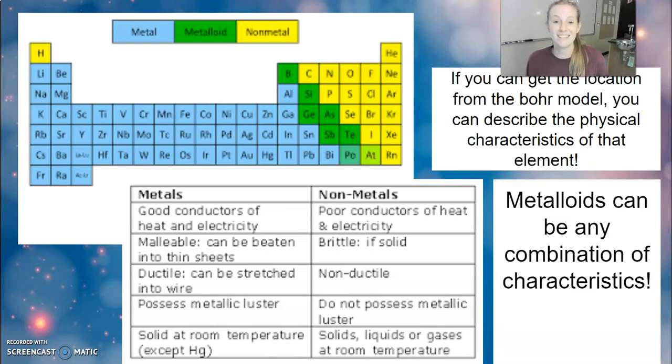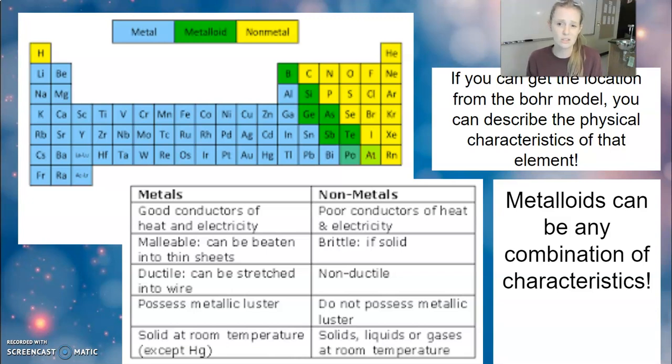Nonmetals are the exact opposite. They are very poor conductors of heat and electricity. We like to say that they are good insulators. They are brittle, so if you try and hit it with a hammer, it's just going to fall apart. They're non-ductile, which means we can't stretch them into wires, and they do not possess a metallic luster.